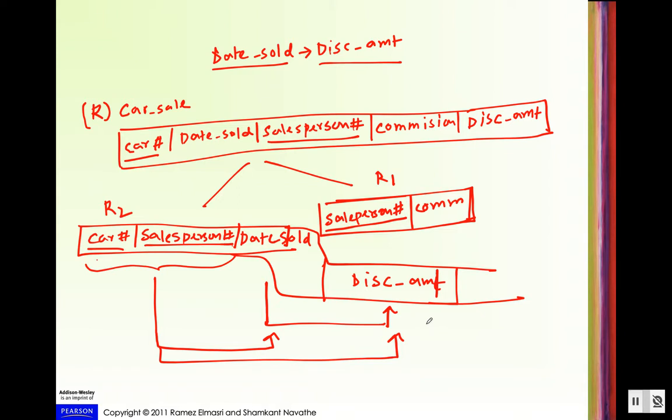All right, so that means this functional dependency violates third normal form in relation R2. So R2 has a violation of third normal form. So what I have to do is decompose R2. All right, so let's do that.